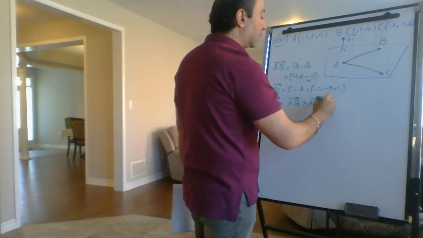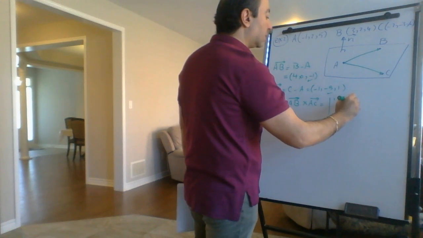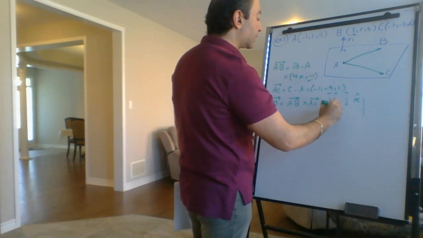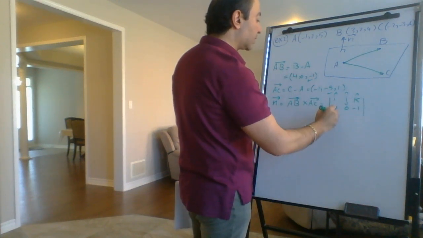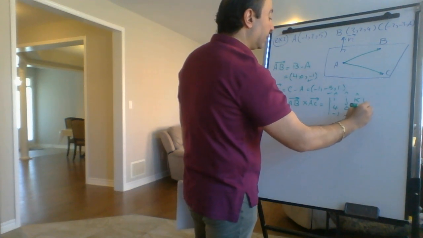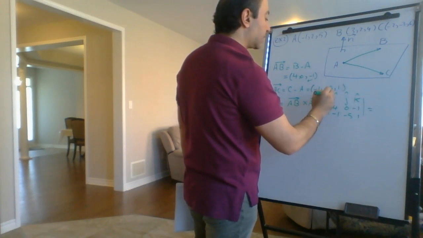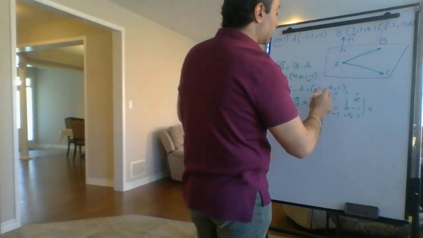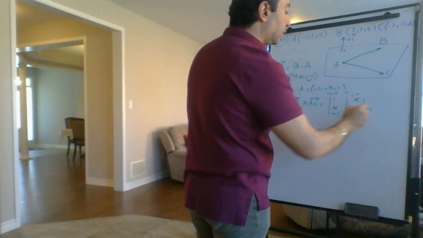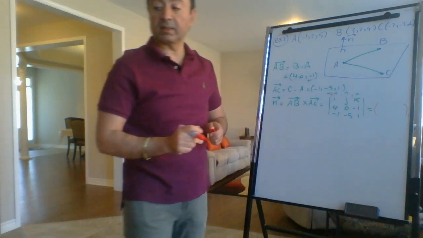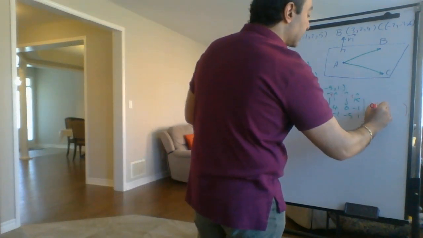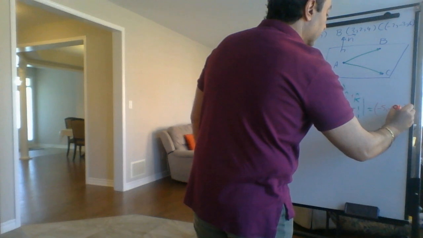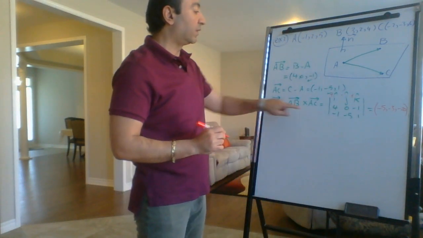We use the cross product with i, j, k. We write the components of the first vector, and then we write the components of the second vector, and don't forget, here it is plus, minus, plus. If we do this, we get three components that represent the normal vector. I did this so I don't waste your time. These are the components of the normal vector.